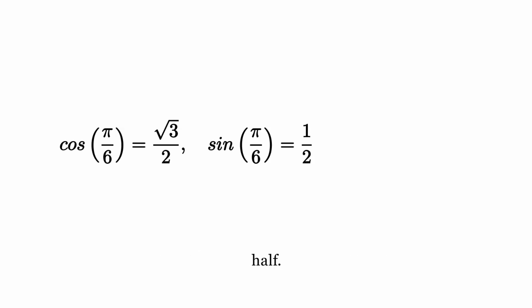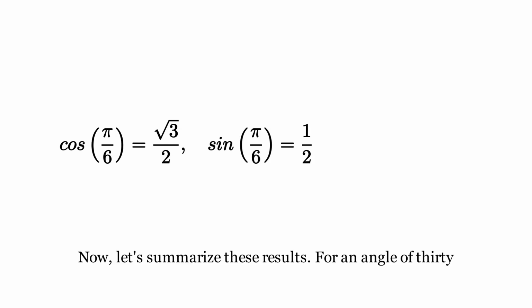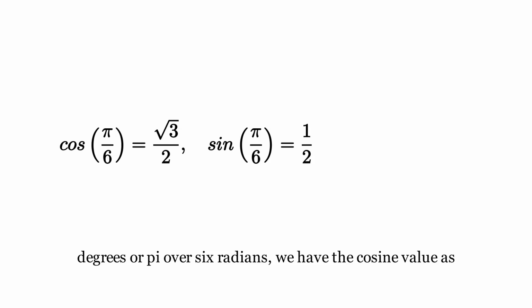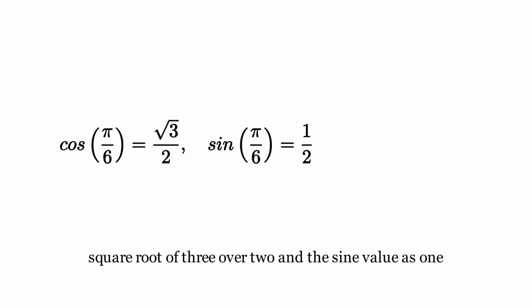Now let's summarize these results. For an angle of 30 degrees or pi over 6 radians, we have the cosine value as square root of 3 over 2 and the sine value as 1/2.